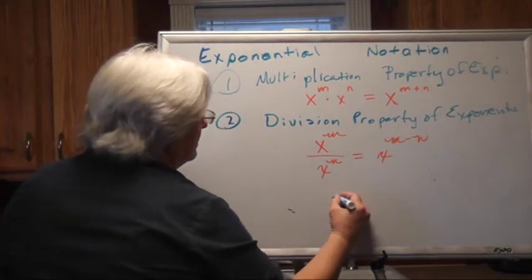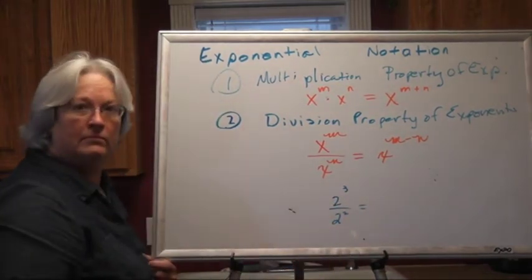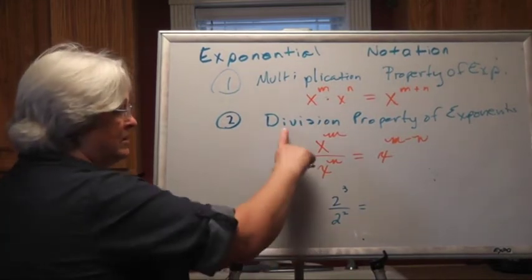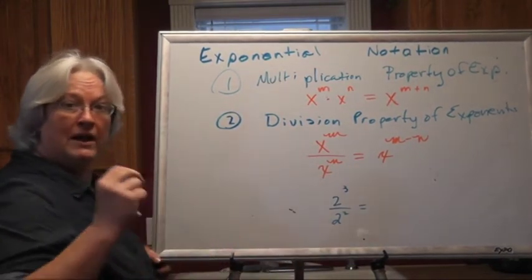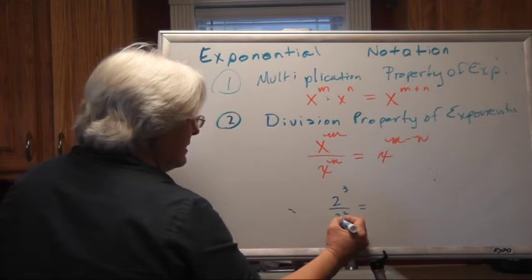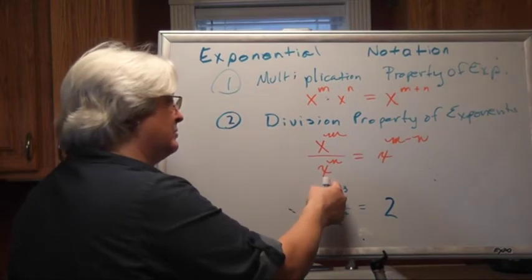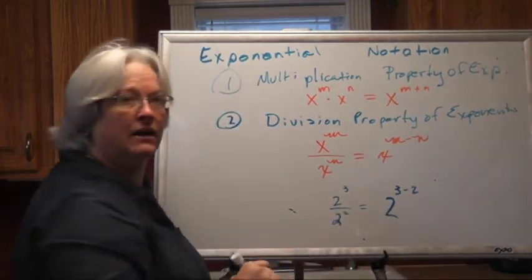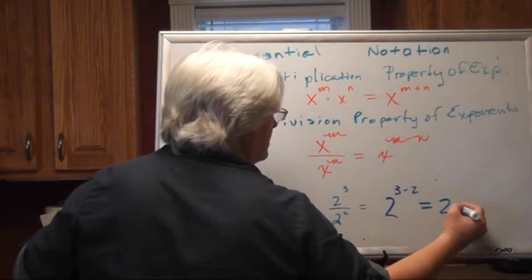Say that I have 2 to the third divided by 2 squared. Okay? I have a division problem that involves exponential expressions. The bases are the same with an exponent. When you have a rational expression, a division problem, where the bases are the same, what you do is keep that base and look at the exponents in the numerator and the denominator. Take the exponent in the numerator, subtract from it the exponent in the denominator. 3 minus 2 is 2.